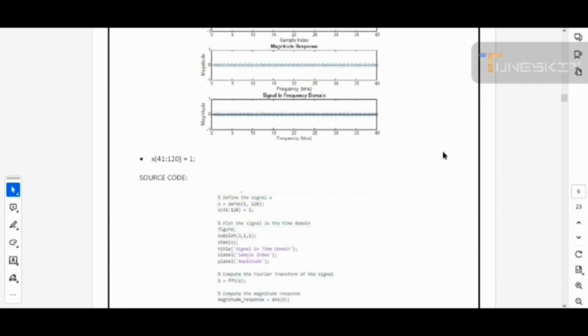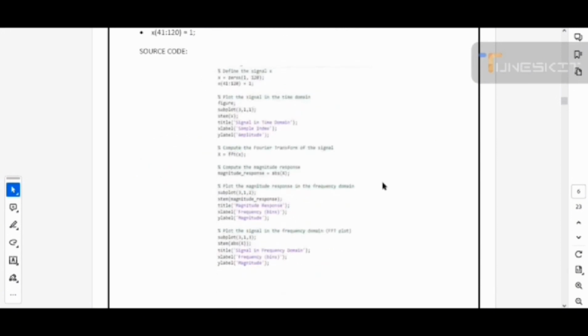Okay, moving on towards our second source code, in this function all the things are the same. We have used the same code as we have used in the previous task, but one thing that is different is the range of the function.